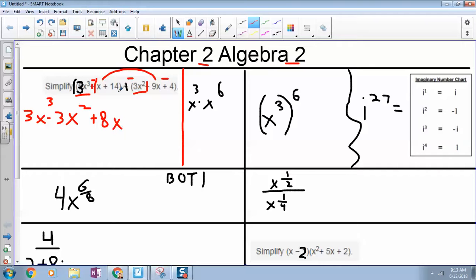Okay, and then lastly, I'm going to add 14 and negative 4. 14 minus 4 is 10. So that would be the answer. You cannot add terms that aren't the same. They have to have the same value of x. Alright, so now we're going to go on to this one right here.